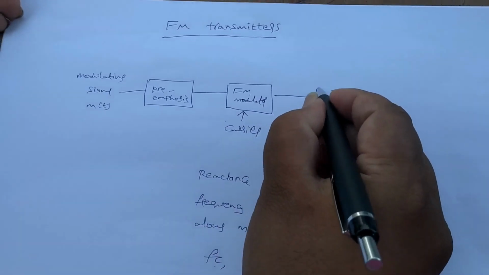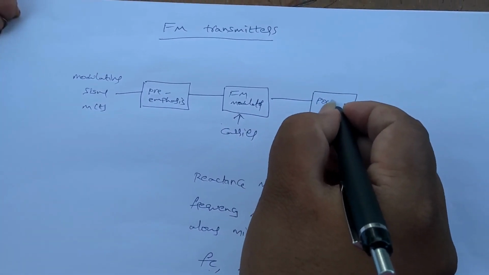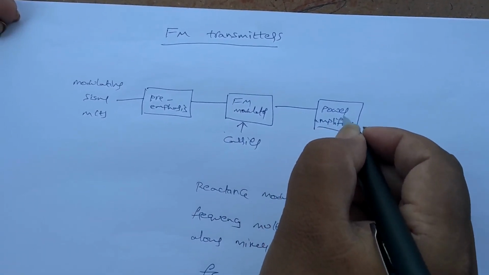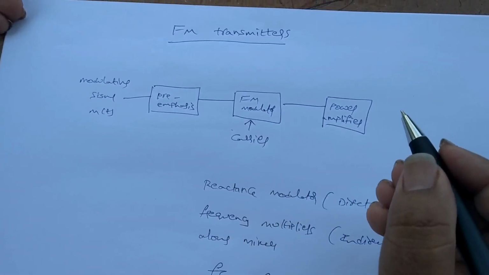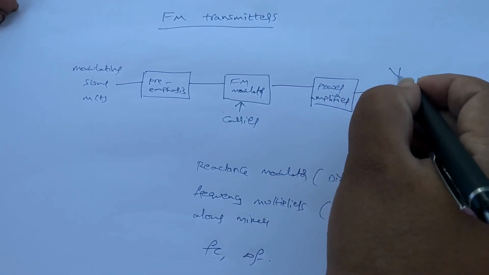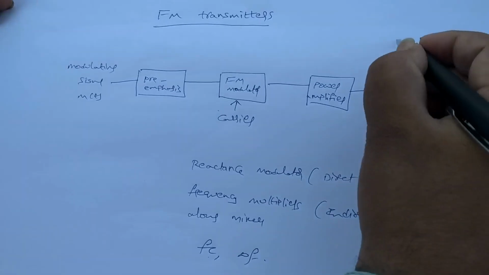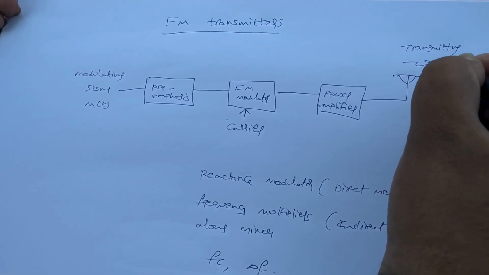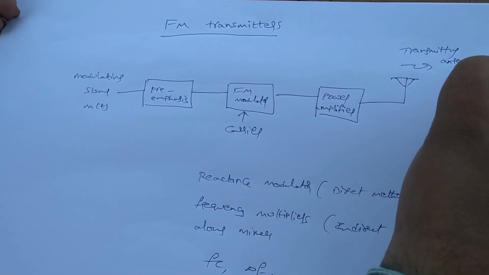After that, similar to AM modulation, we use the power amplifier. This power amplifier determines how far we have to transmit the signal, the distance. After that, we use the transmitting antenna for the transmission of the modulated signal.